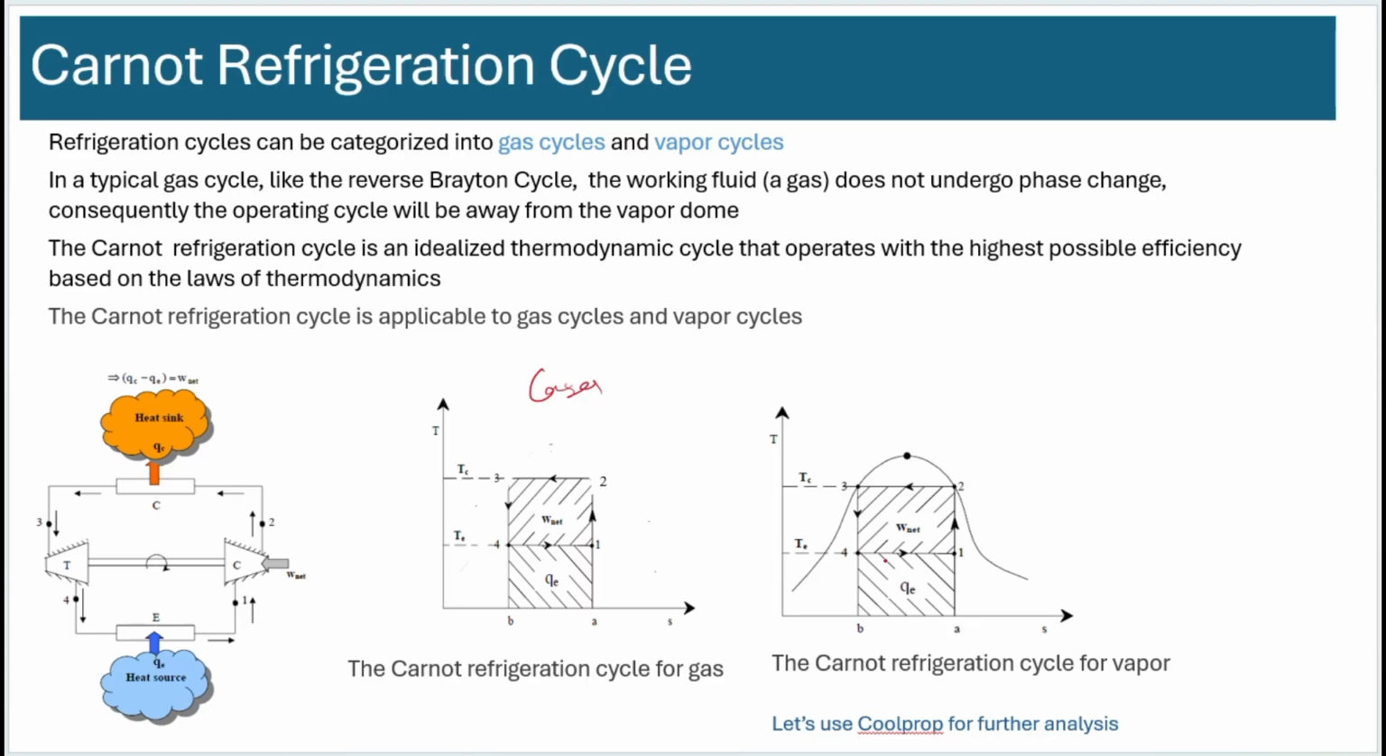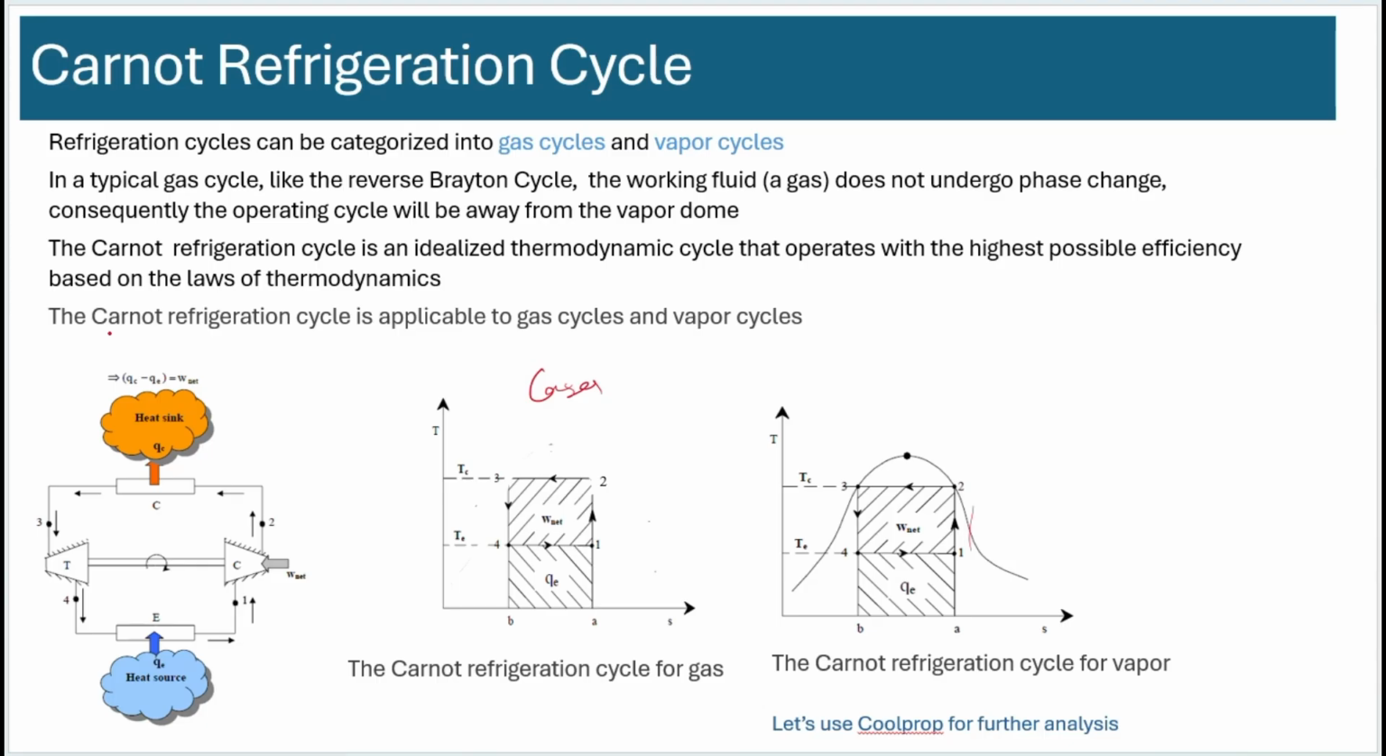On the other hand, with refrigerants that undergo phase change under typical conditions, the Carnot cycle may be inside the two-phase region, like this, for example. Now, what is the problem with that?